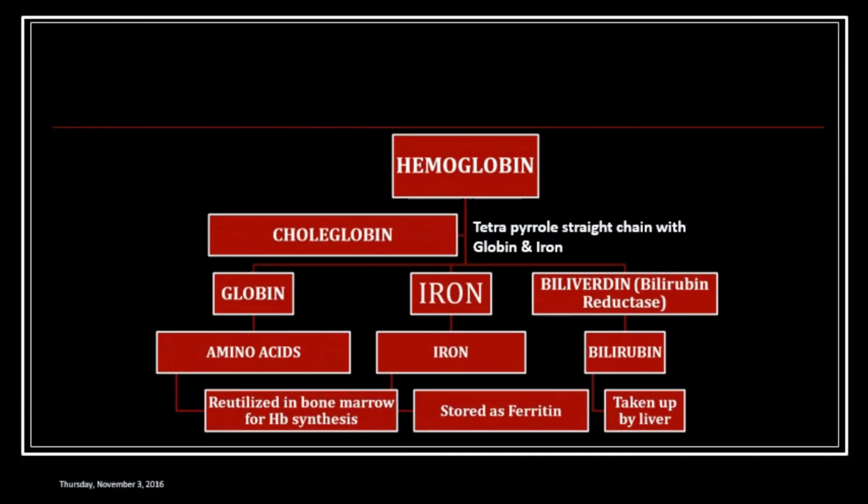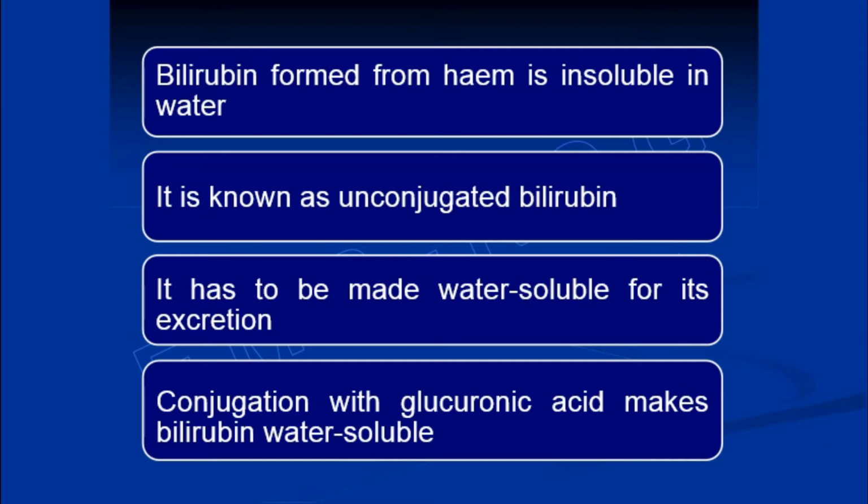So hemoglobin will release globin, which will be converted into amino acids. Iron will be transported, and the biliverdin will ultimately be converted into bilirubin. Now, the bilirubin produced by this process is insoluble in water. As it is insoluble, it is known as unconjugated bilirubin. That is, it is not bound to anything.